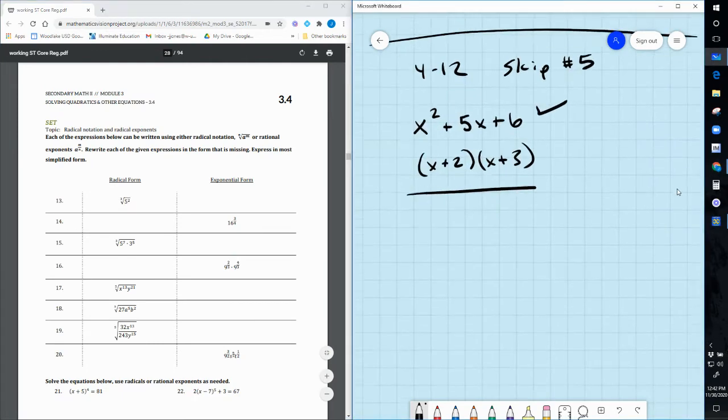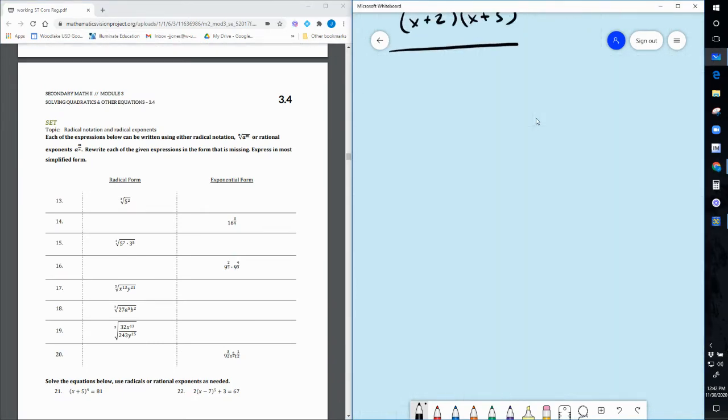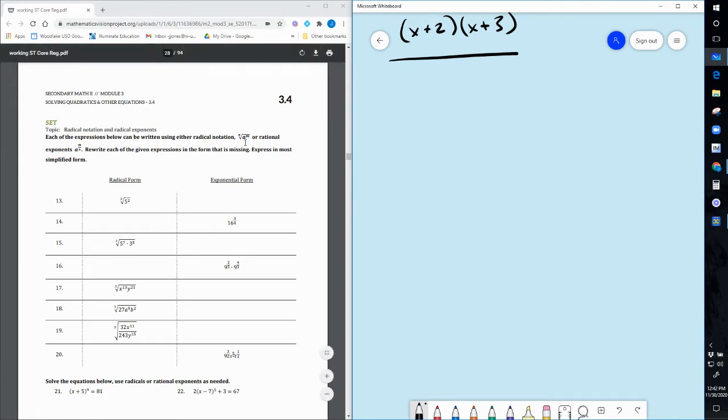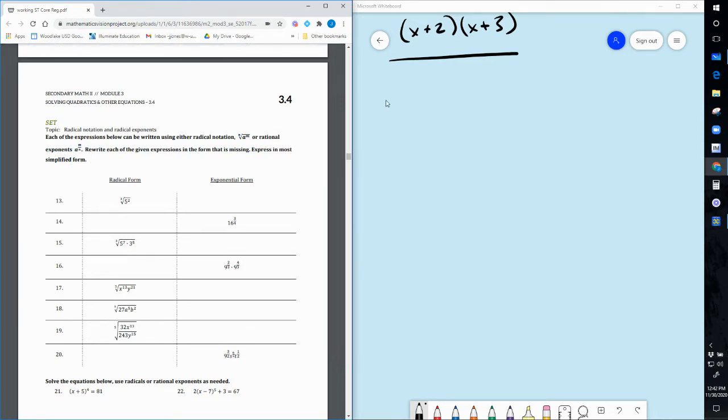All right, on this next section, you're going to have an exponential form and a radical form. It reminds you right up top how to change from a fractional exponent to a radical. I also gave you notes on that last week, so you should definitely have in your notes how to convert. Number 13 is pretty simple. Number 14 is pretty simple, but once you get into multiple, students usually get a little bit confused.